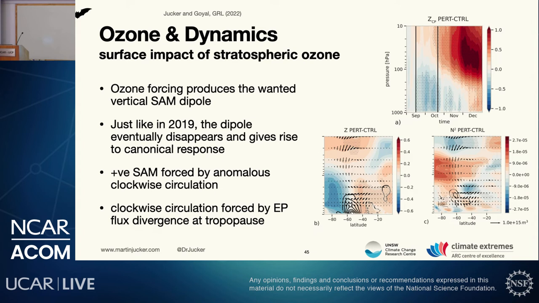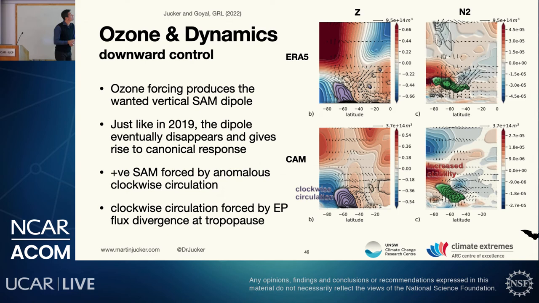And this is EP flux divergence, so this is the forcing of those waves that are being deviated. I'm already giving away a bit of the conclusion, but anyway. So this is exactly what forces this anomalous circulation, and the anomalous circulation then forces that SAM. But I'm getting to that on the next slide, where I have color coded things a bit more.